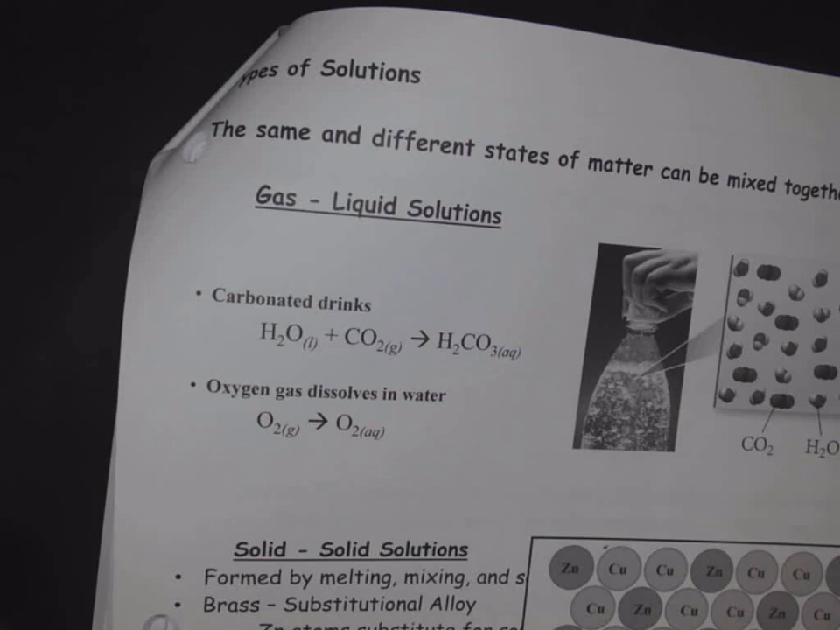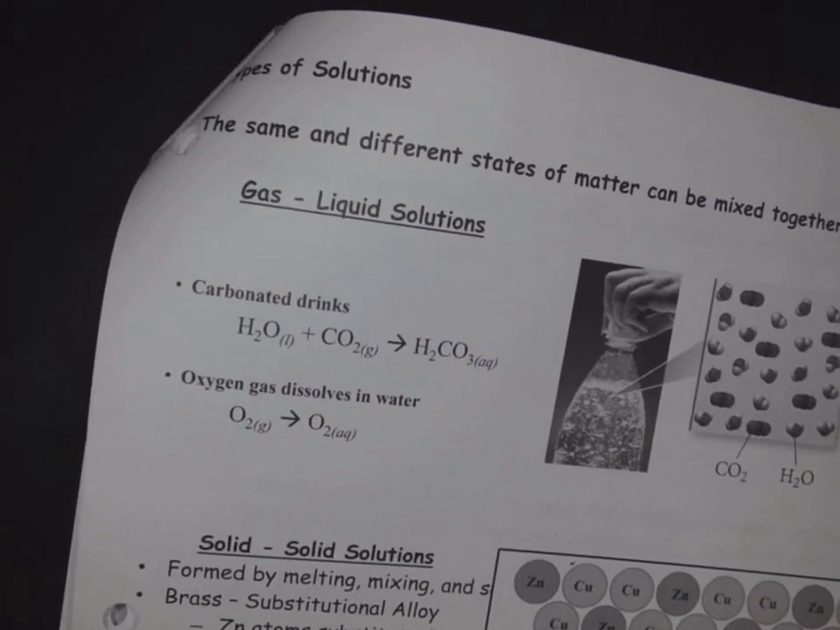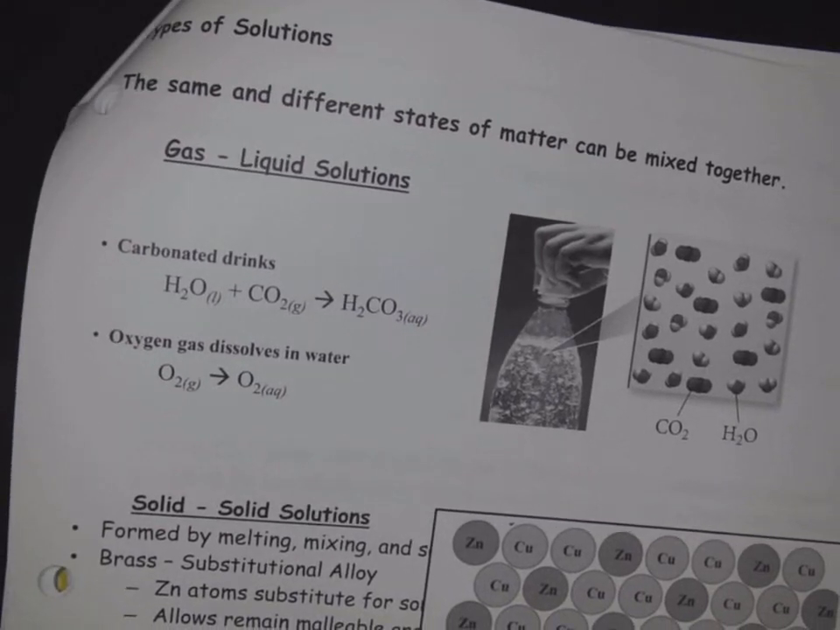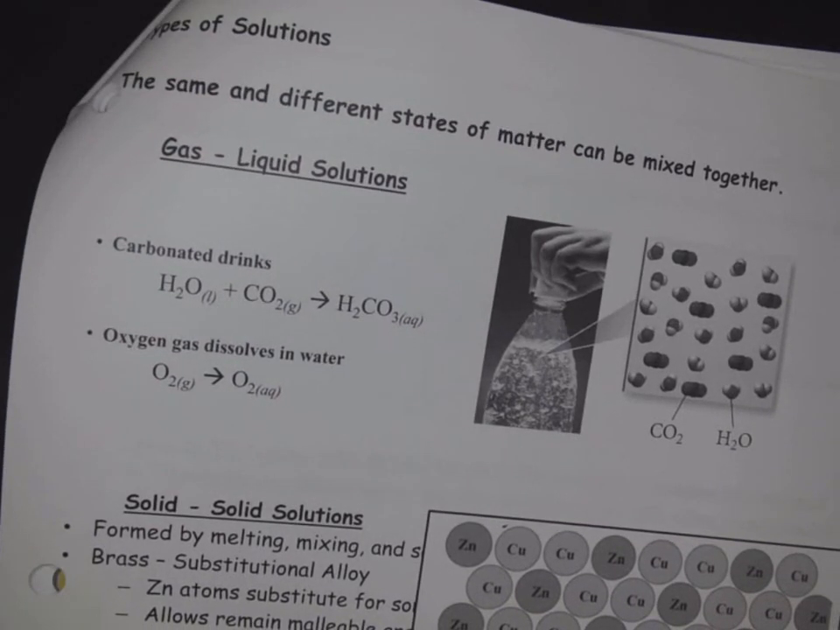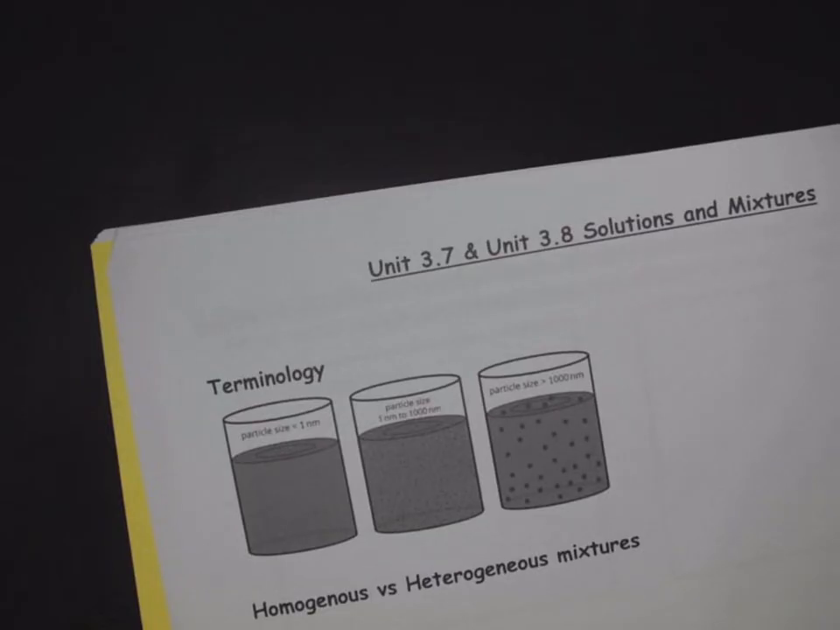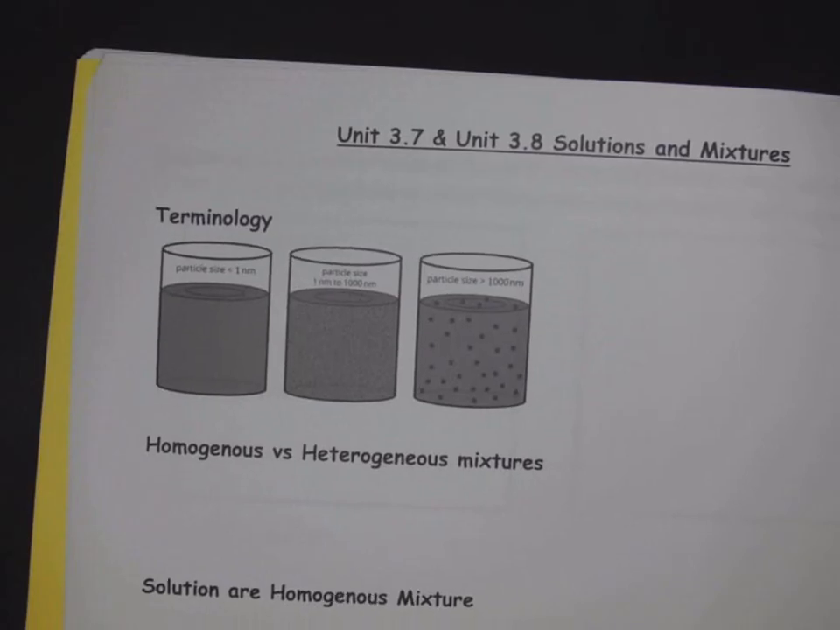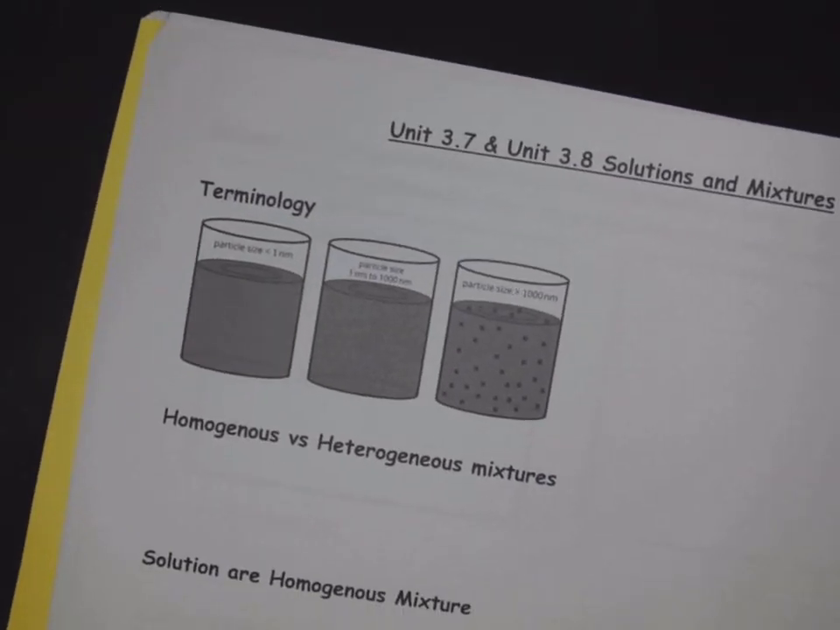Hello, everyone. So we're spending a second day on topics 3.7 and 3.8. Topic 3.7 is all about solutions and mixtures. And the main thing that I need you to be able to do and accomplish with this is to do calculations that are surrounding concentration. Okay, so we practice this quite a bit.